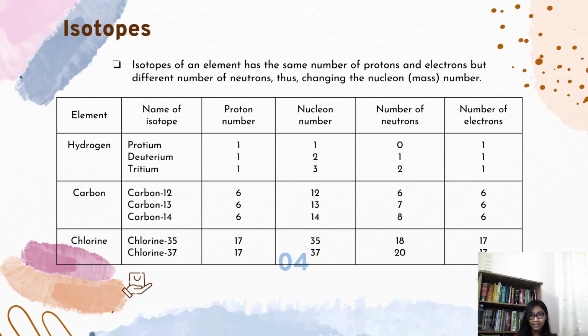Isotopes of an element have the same number of protons and electrons but a different number of neutrons, thus changing the nucleon number, which is also known as the mass number. The table here shows the isotopes of the 3 different elements known as hydrogen, carbon, and fluorine, along with the number of protons, the number of neutrons, the nucleon number, as well as the number of electrons.